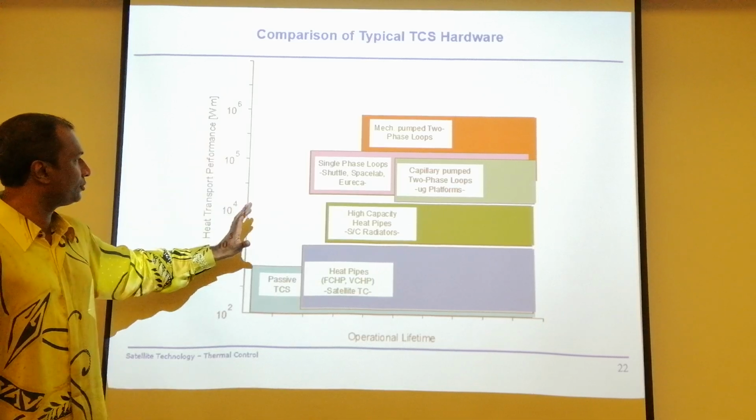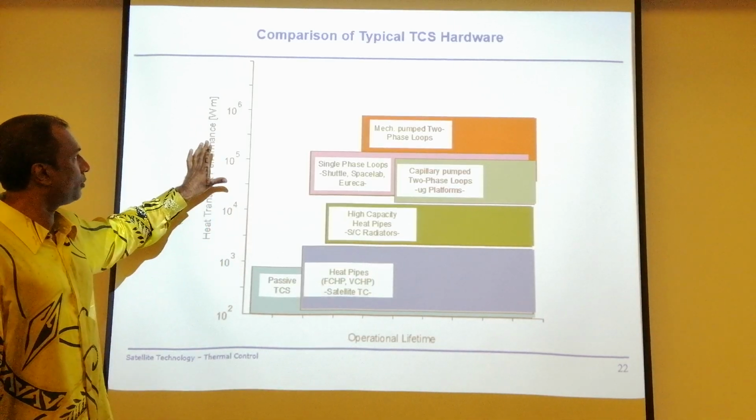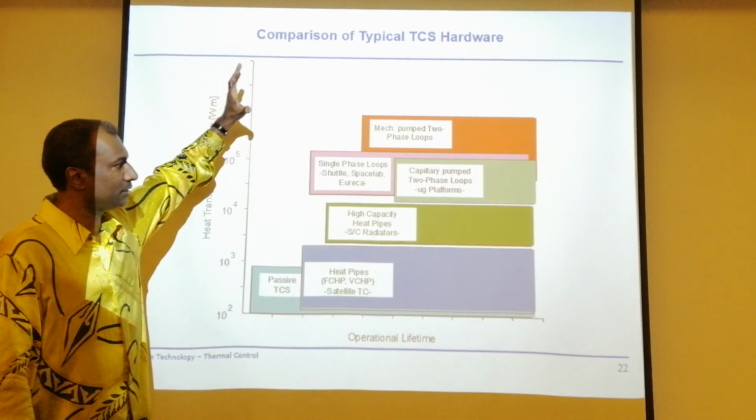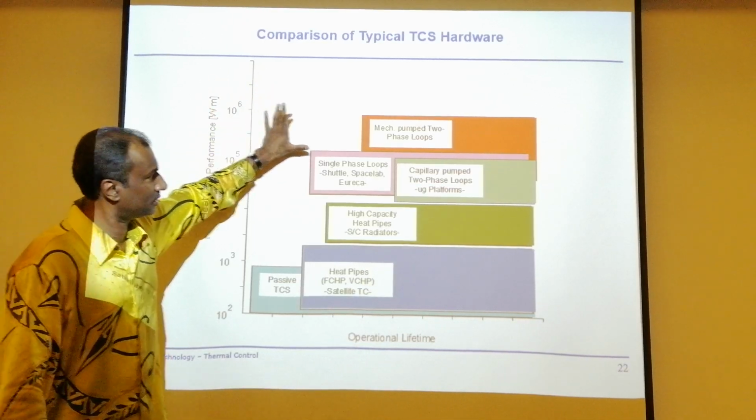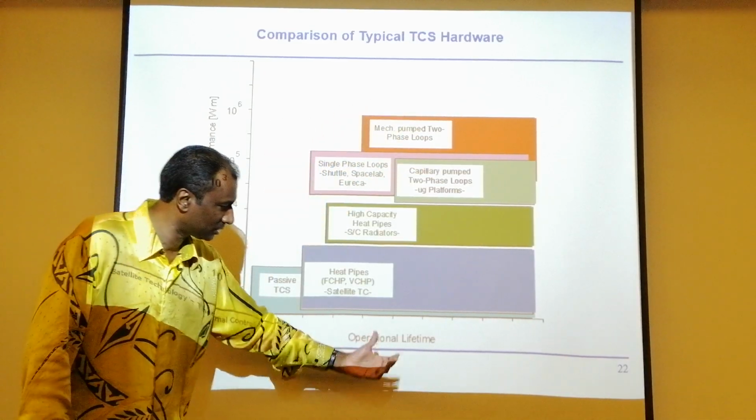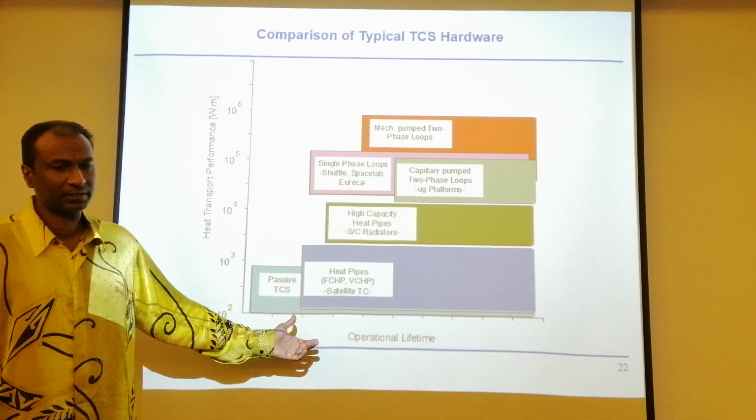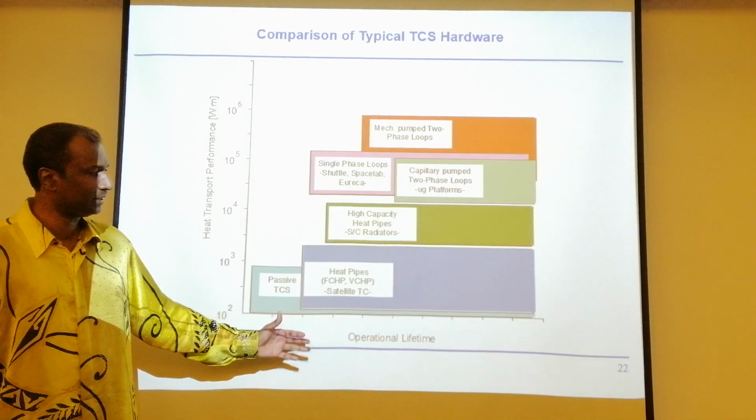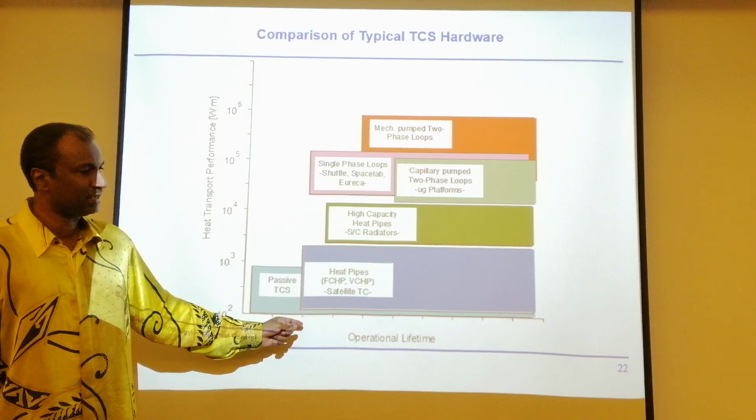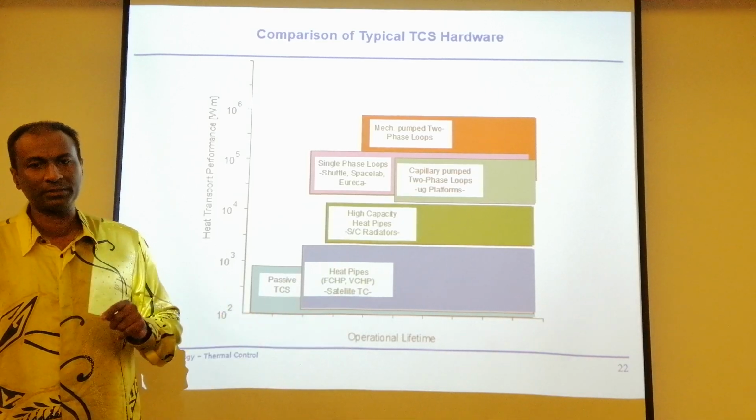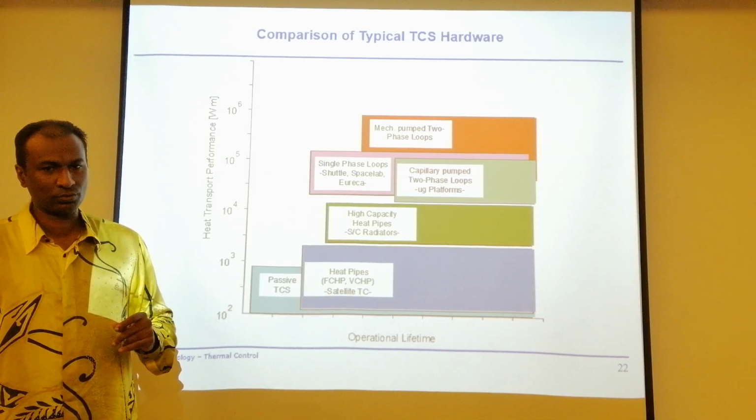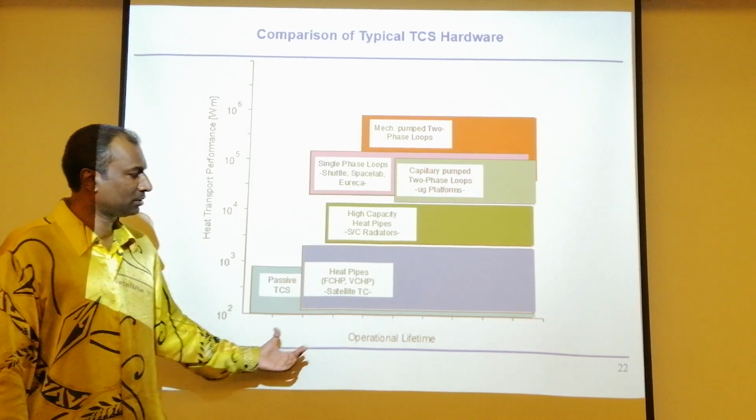This graph basically shows you the actual heat transport performance. The higher heat transport performance that you want, technically you need to be in this region. I will explain a bit, and versus the operation life. Now, operation life, I have left very open here. I will give you an example in an attachment together with the lecture notes. But again, it all depends on the manufacturers.